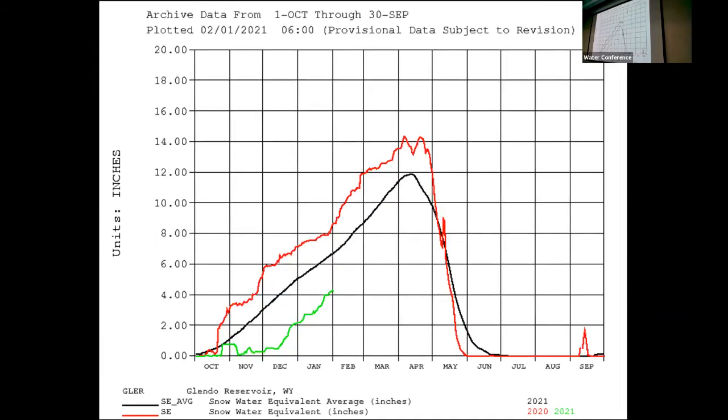This is the snowpack above Glendale Reservoir. Glendale Reservoir is the furthest downstream large reservoir on the North Platte system in Wyoming. Again, on this graph, the black line is the average. The red line's last year's snowpack, and the green line's this year. Same story with the snowpack above Glendale, well below average for this time of year, and about half of what we were this time last year.